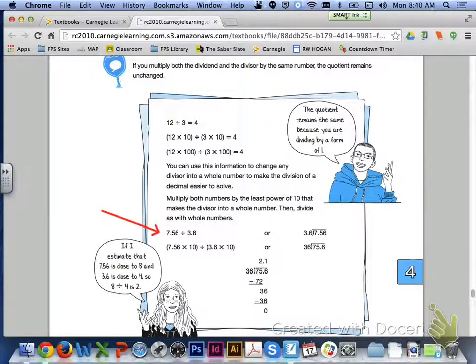So look at the example that they give us, 7.56 divided by 3.6. If we multiply both the divisor and the dividend by 10, it is going to give us a divisor of 36. So our divisor is now a whole number. When we move that decimal point over in the divisor, we move it over one spot in the dividend as well. So our new dividend is 75.6. Now we can just carry out the traditional division that we were working on in lesson 4.6.